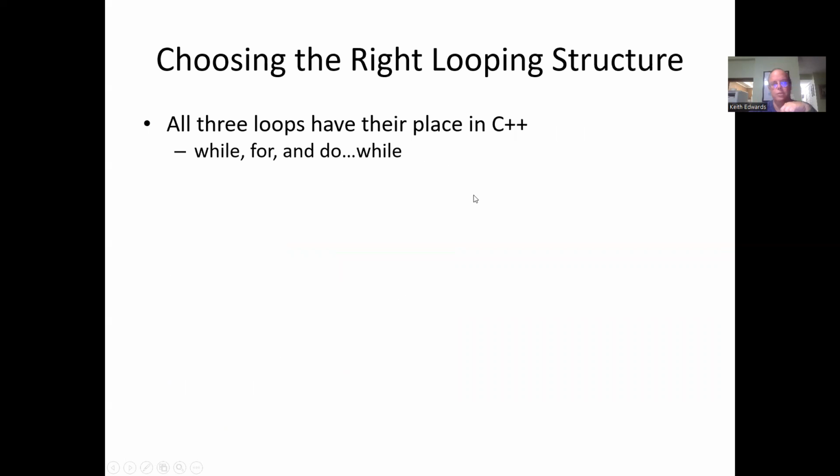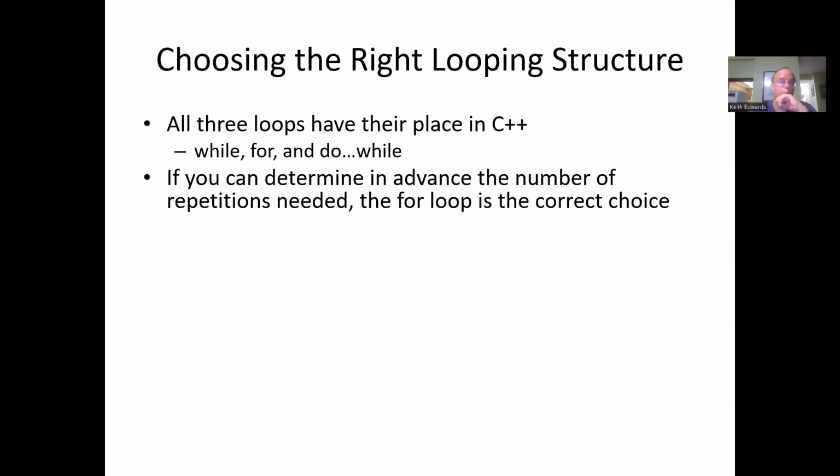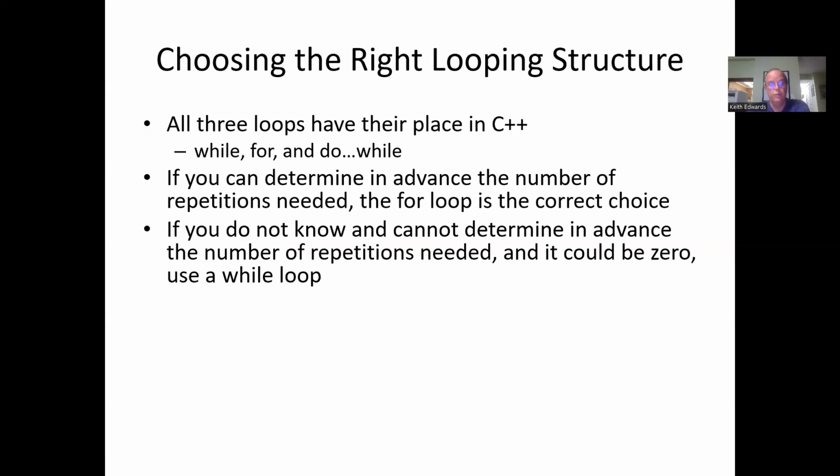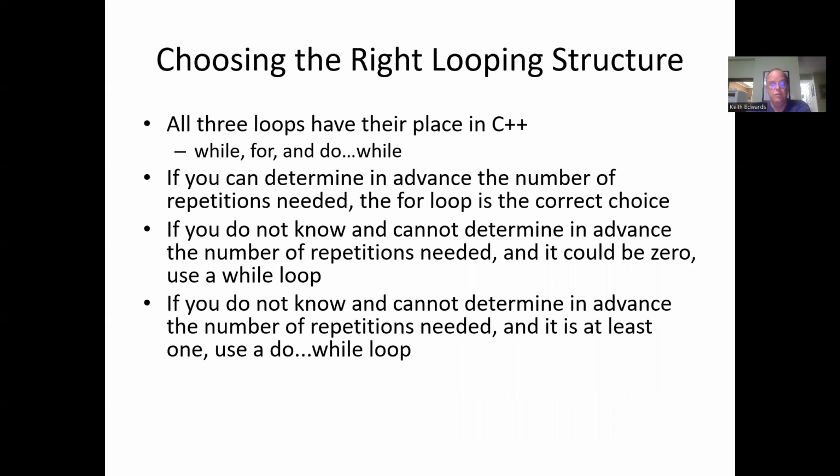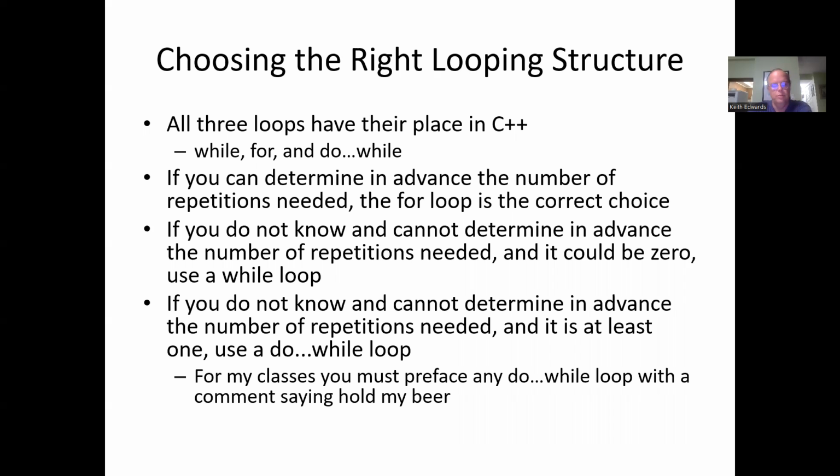Last but not least, we have to conclude with a few thoughts on each one of them. Each one has its place: while, for, and do while. If you can determine in advance exactly how many times you need to do something, a for loop is the correct choice. If you can't determine in advance the number of repetitions, then use a while loop. If you can't determine in advance the number of repetitions needed, and you know you're going to do it at least once, then you can use a do while loop.